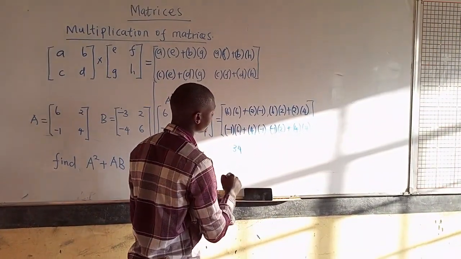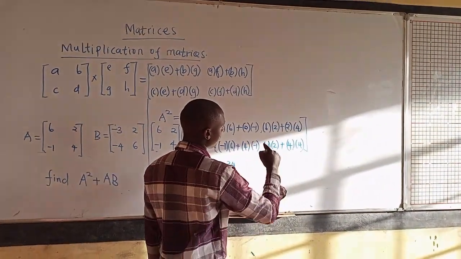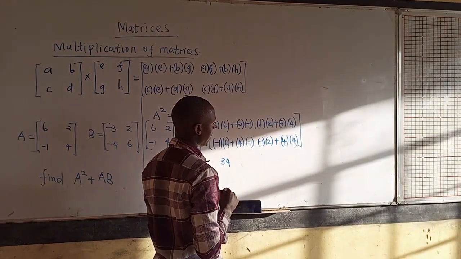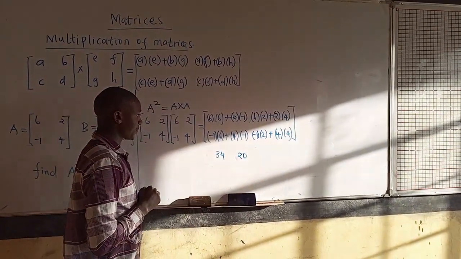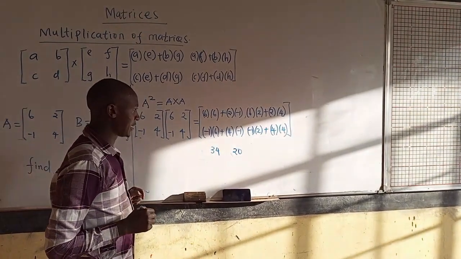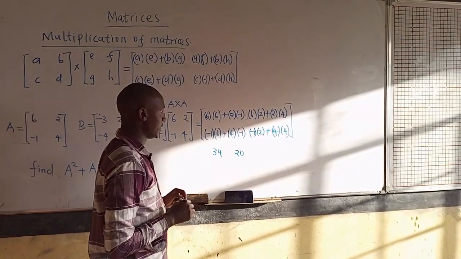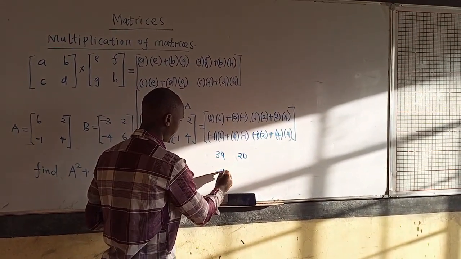That's the first element. 2 times 6 is 12. 2 times 4 is 8. 12 plus 8 is 20. And then negative 1 multiplied by 6 is negative 6. And then 4 multiplied by negative 1 is negative 4. Negative 4 plus negative 6 is negative 10.